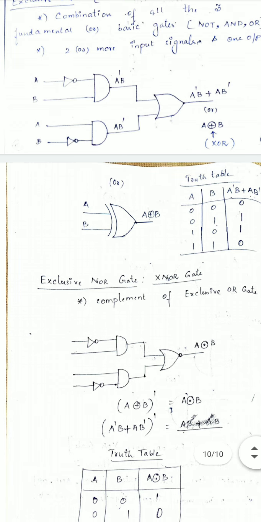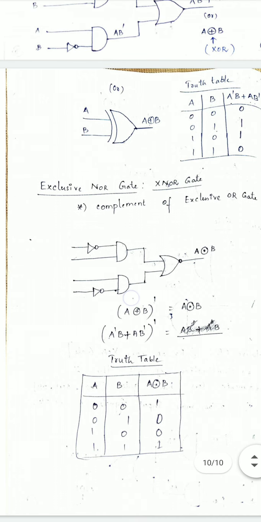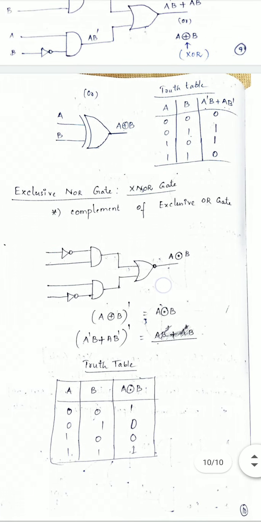You can also use this special symbol, that is the curved line before the OR gate, which is actually a symbolic representation of exclusive OR. And next is XNOR. XNOR is a complement of XOR. So A XOR B the whole dash. So this is actually the circuit diagram of XNOR.